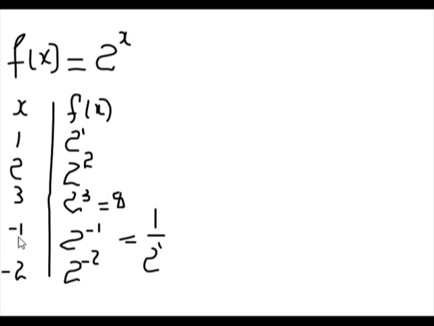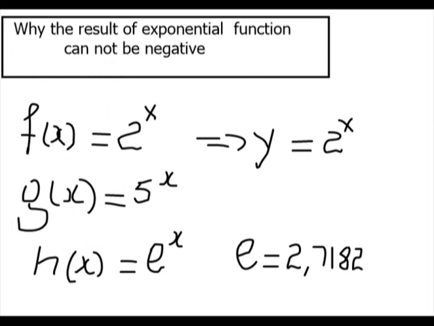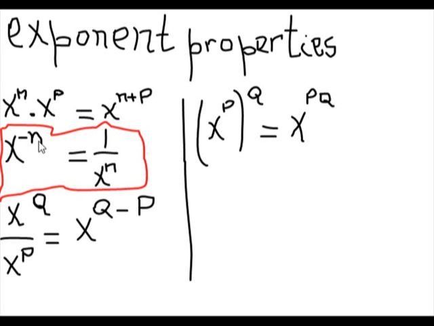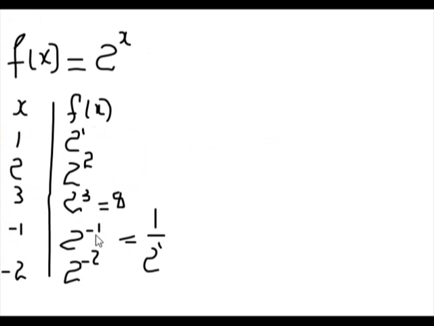What about when x is negative? If I have -1, I'm going to have 2 to the power of -1. That's where we're going to use this property. Remember this property? When you have a negative power, we can write it differently, like 1 over x to the power of n. So that's what we're going to do here. I get 2 to the power of -1 written like 1 over 2 to the power of 1. That gives me 1 over 2, 1/2. That value is 0.5.